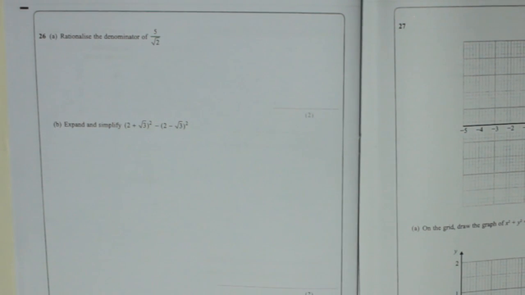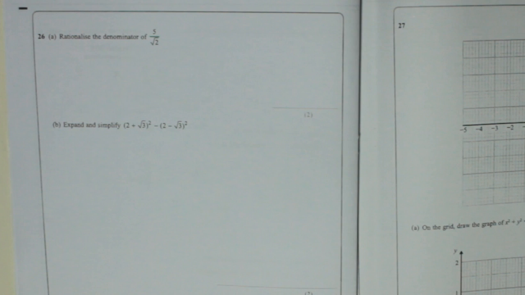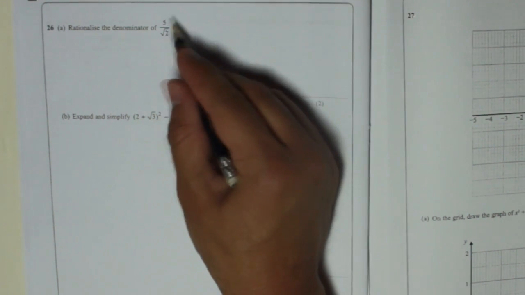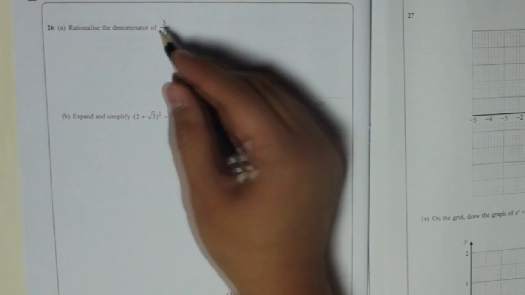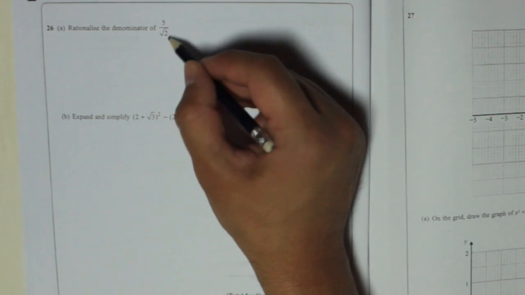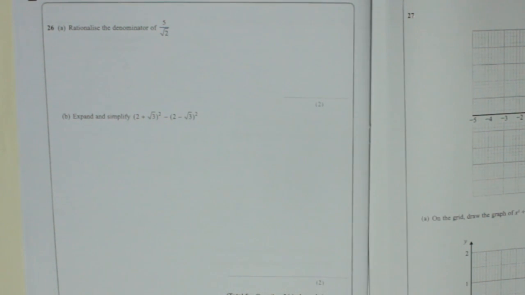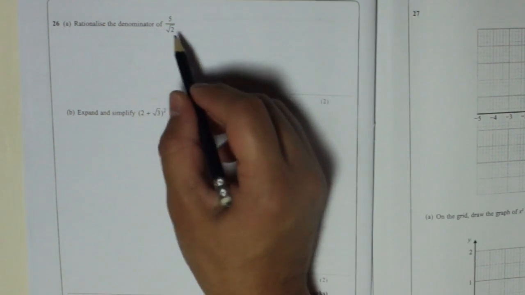Question 26a. Rationalise the denominator of 5 over root 2. This is what you do when you're studying surds, and when you have a fraction, for some reason they don't want the surd part, the square root, on the bottom. So to rationalise the denominator basically means get rid of the square root on the bottom.